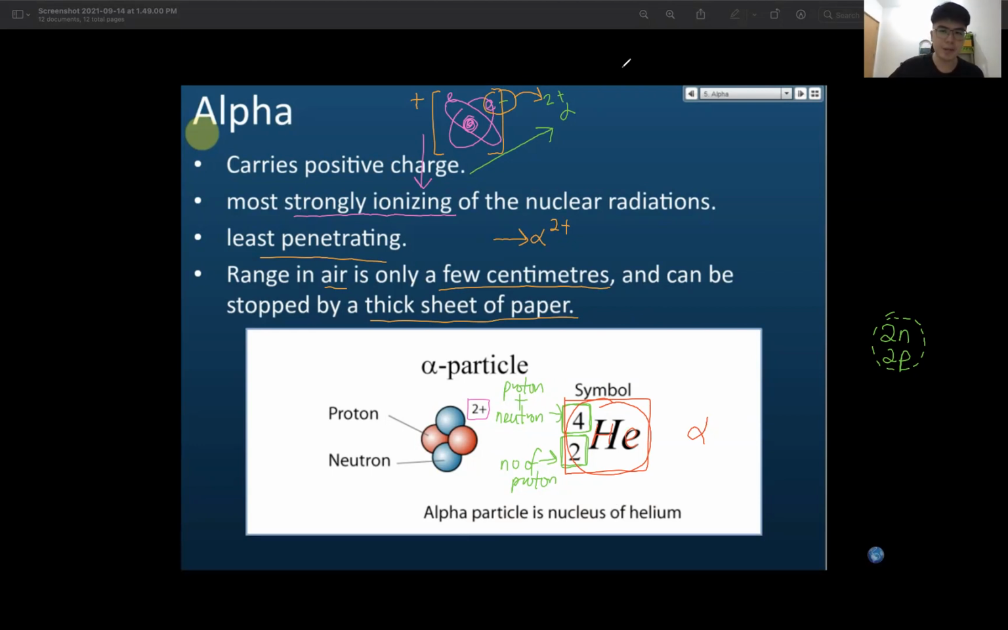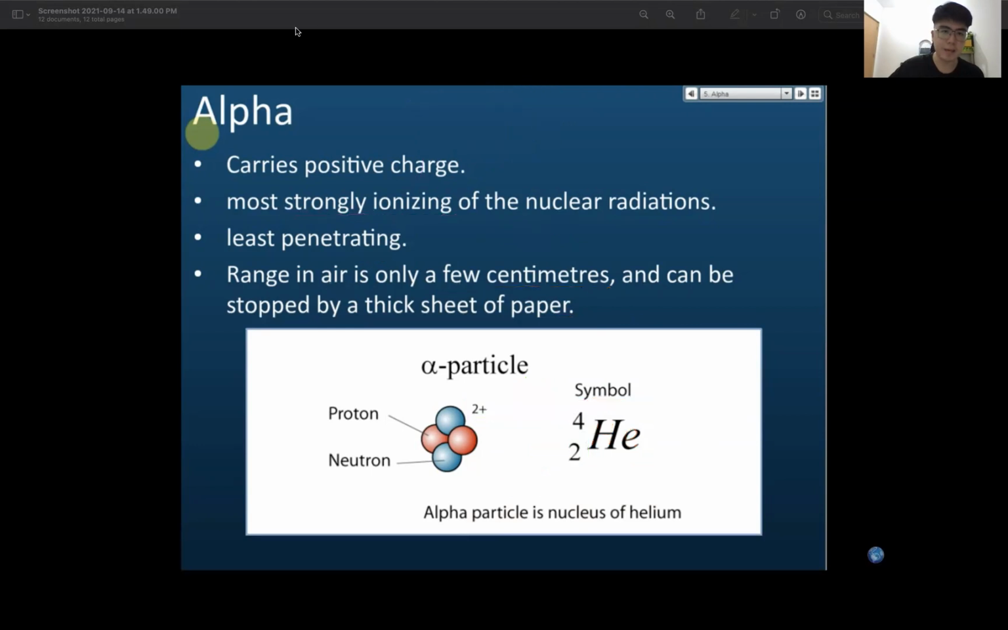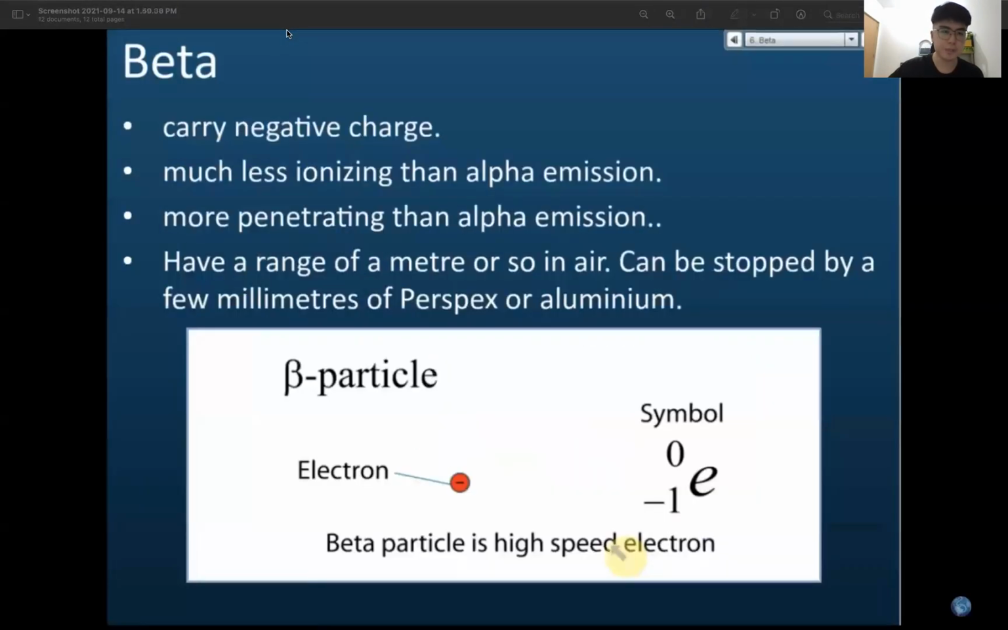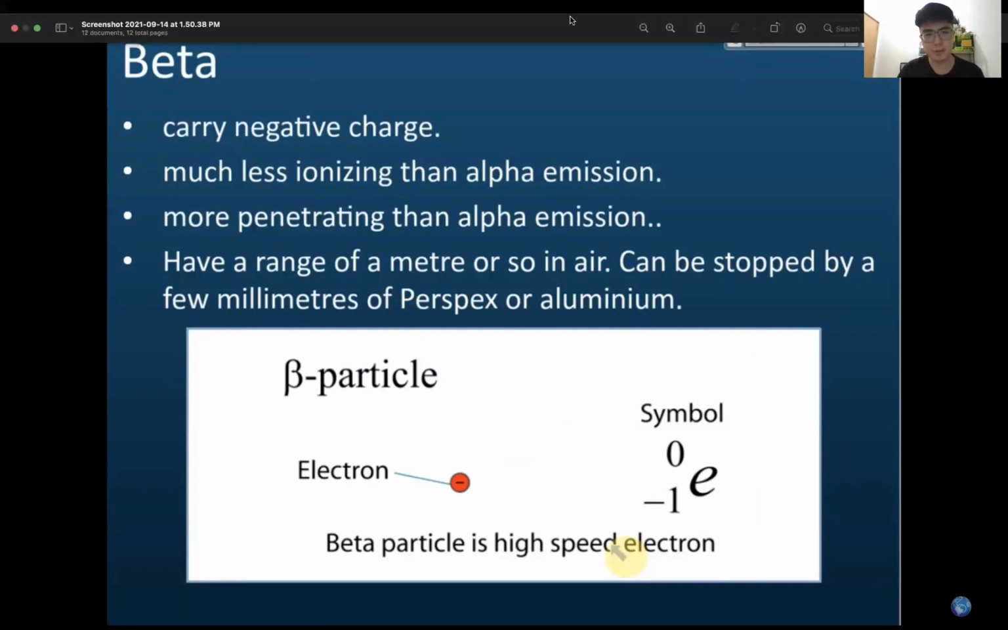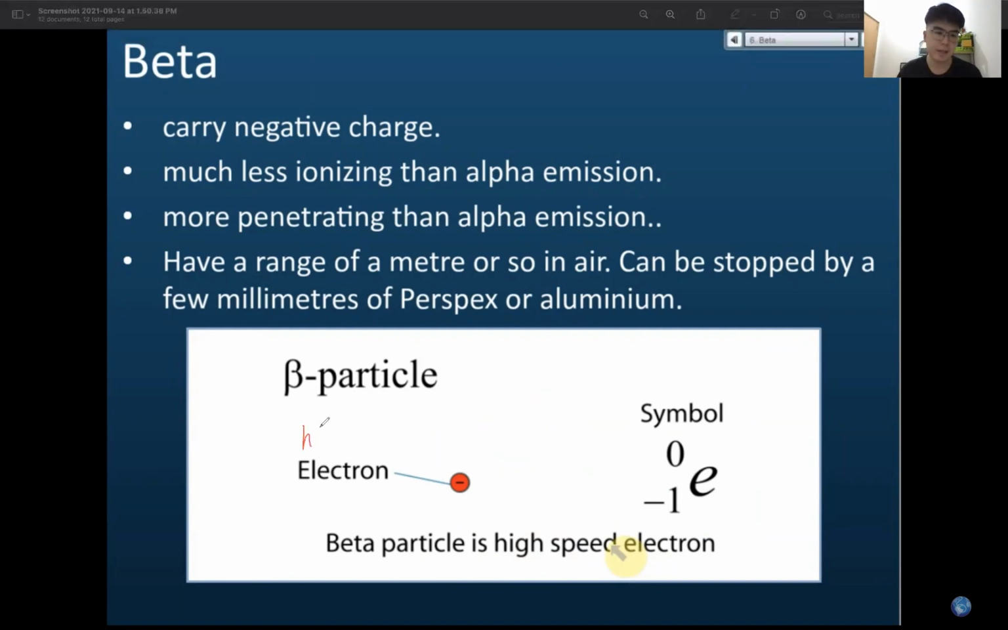All right, let's go to the next one. The second emission is the beta emission. Now, what is beta? Beta is electrons. All right, beta particle is high-speed electrons. When the electrons are emitted, they travel at very high speed.